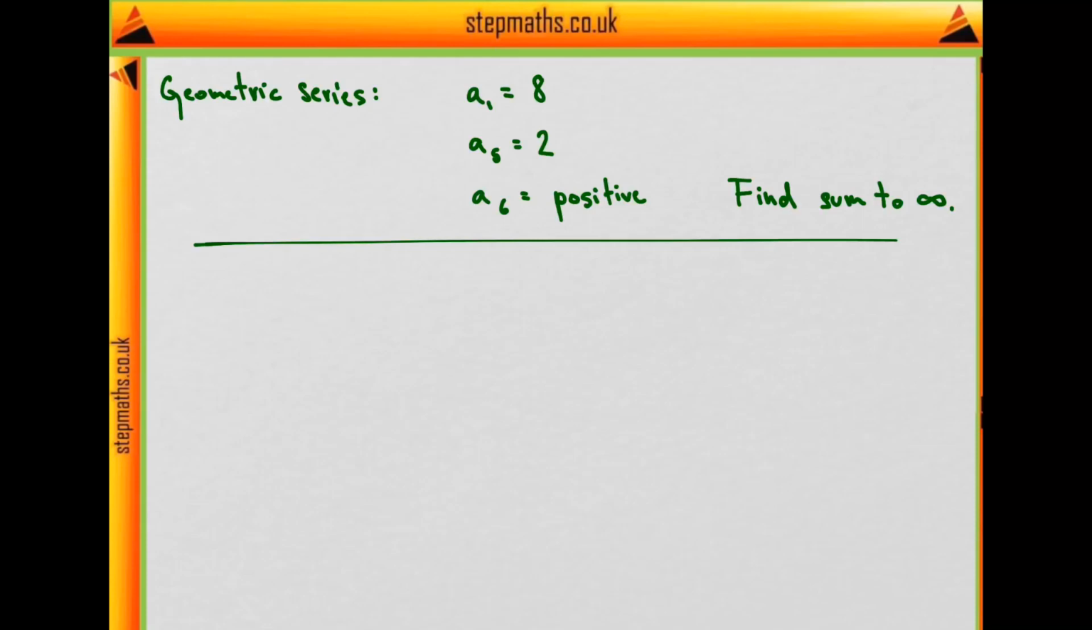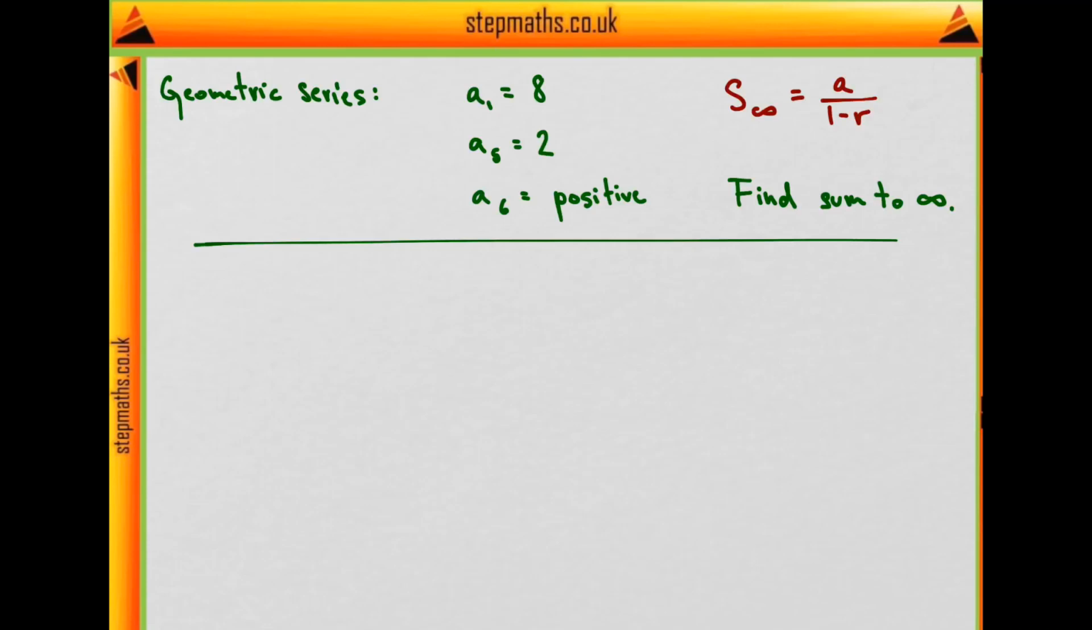This will be fine because we know that it's convergent, so it won't be infinity. It's all good. And in order to do that, we'll need to find the common ratio and the first term. Because as you know, the sum of a geometric series to infinity is defined as the first term divided by 1 minus the common ratio.